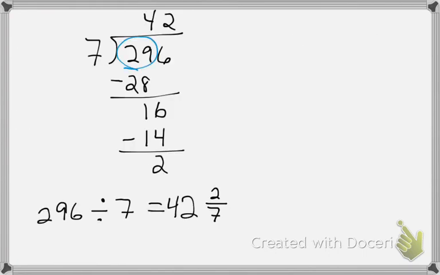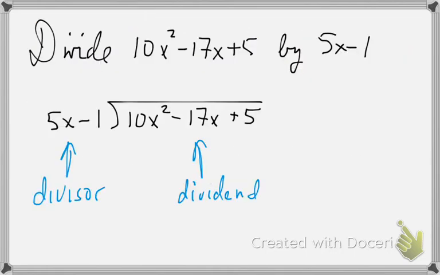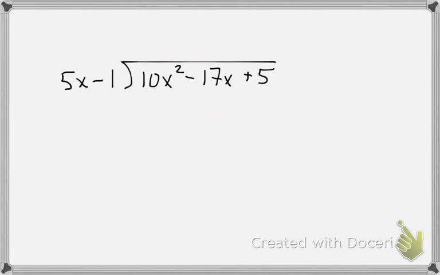We just considered the first part, right? That's all we did. We're going to do the same thing here. Let's just consider the first part. How many times would 5x go into 10x squared? So on the side, I'm taking 10x squared divided by 5x.